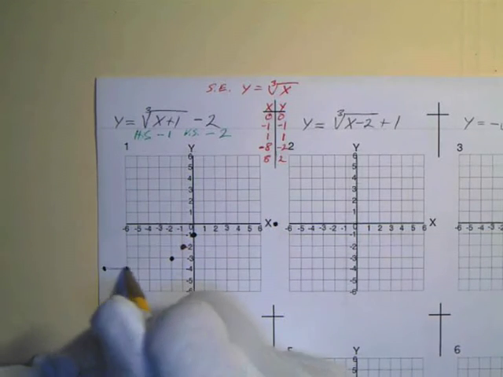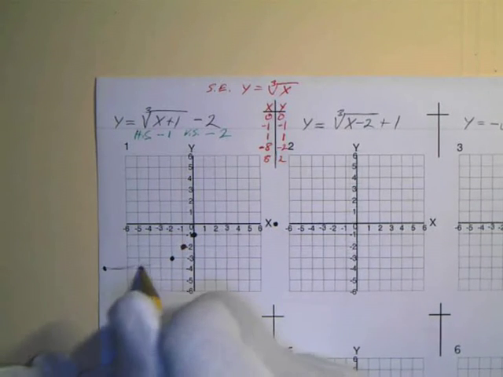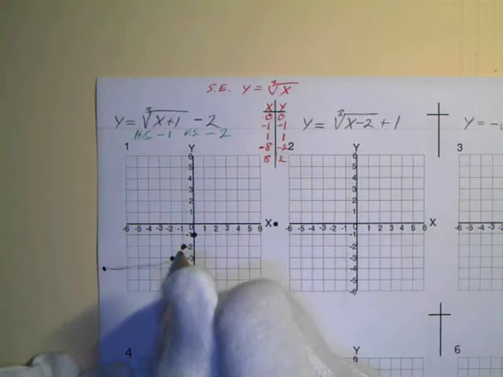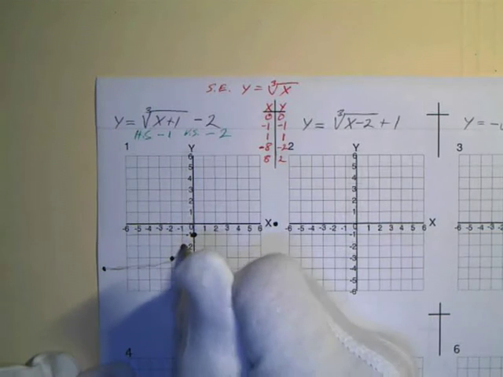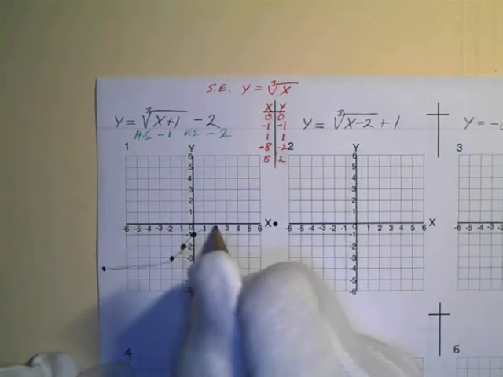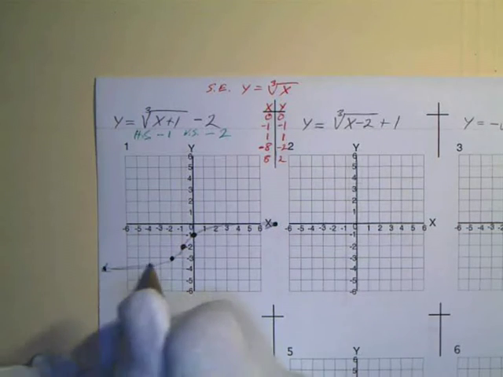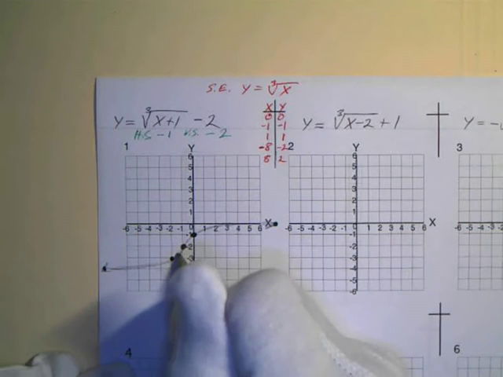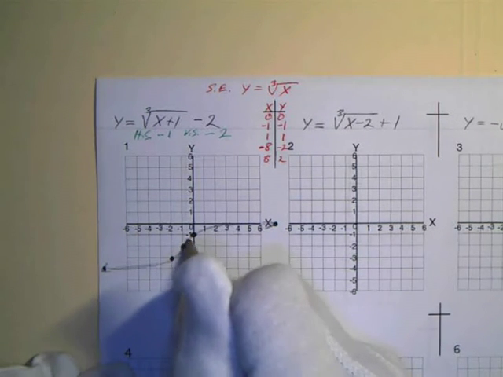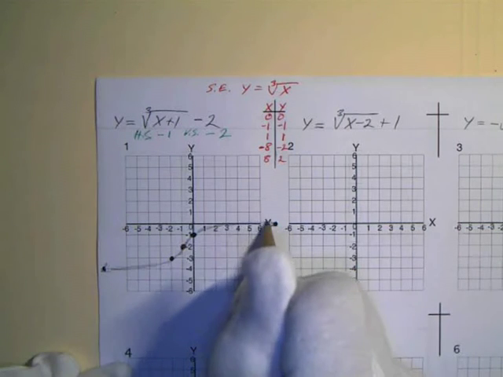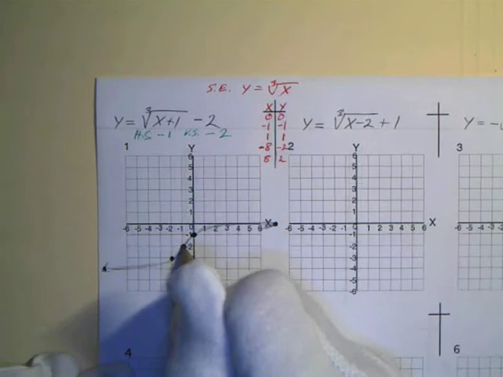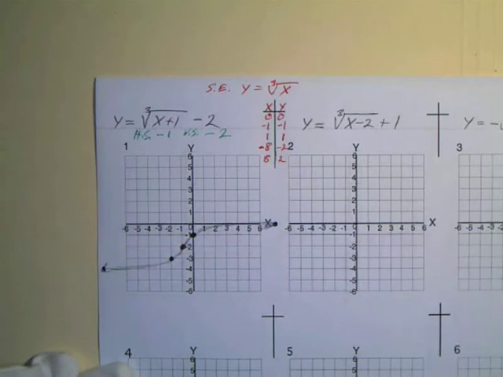So I can start over here, come up, and kind of like the other one, it's going to flatten out right at that point, and then curve, then change directions. And it kind of looks like an elongated S. And try to flatten out just a little bit there. Okay.